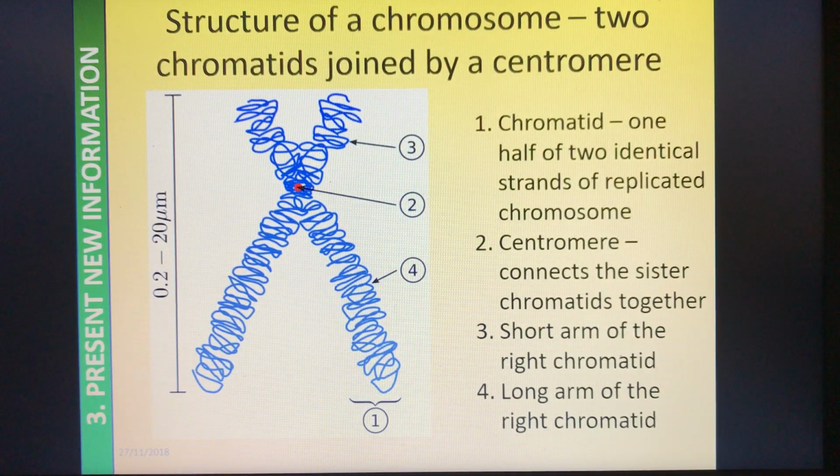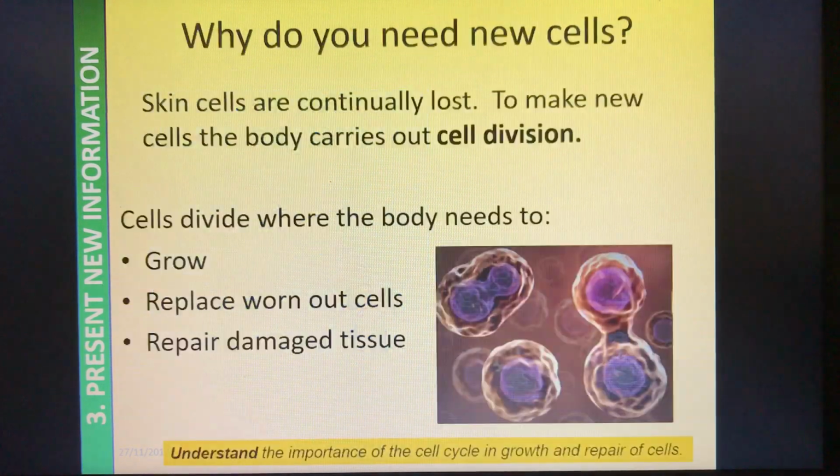Part 3 there is labelled as the short arm of the right chromatid, and 4 is the long arm of the right chromatid. So just to be clear, the whole structure that we see in that picture is a chromosome. It is two chromatids that are identical strands of replicated chromosome joined together by a centromere, and that centromere splits during cell division and those chromatids go their separate ways. We'll use those words again when we're explaining the cell cycle.